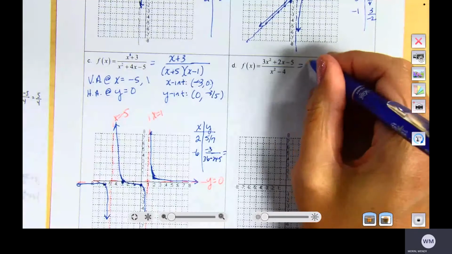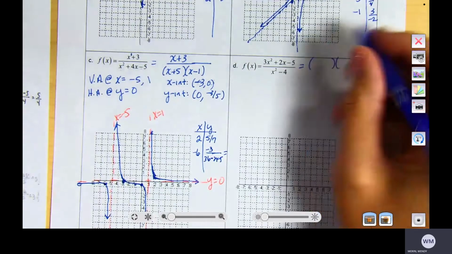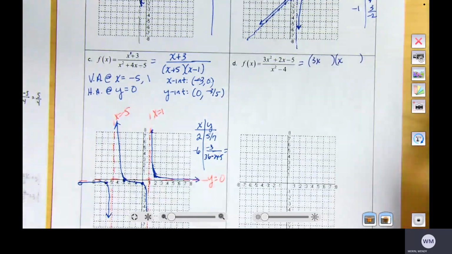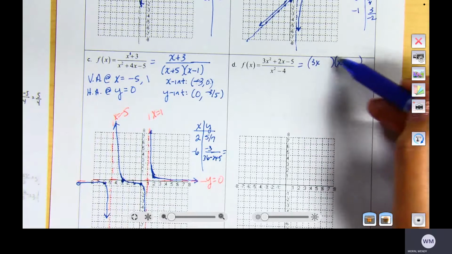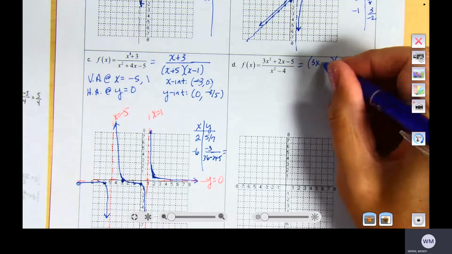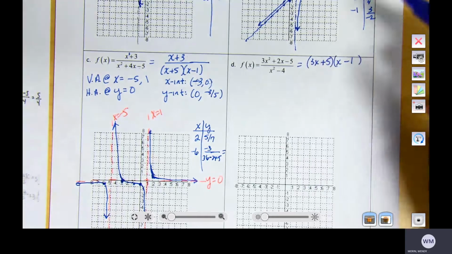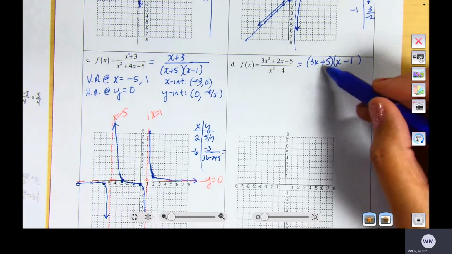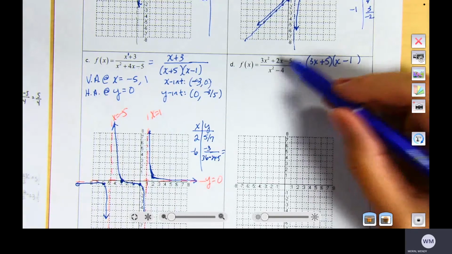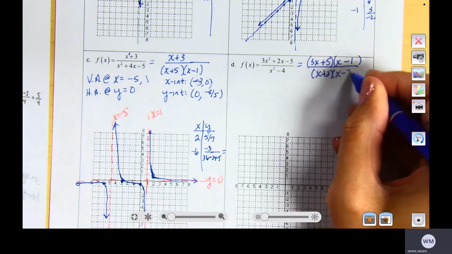Again, let's start by factoring. Yeah, that factors. So we've got 3x and 1x, guess and check. One's going to be a positive, one's going to be a negative. I want the larger one to be positive. All right, let's try this. So my outside is -3x. My inside's positive 5x. So yeah, that's right. And the bottom is x plus 2 times x minus 2.